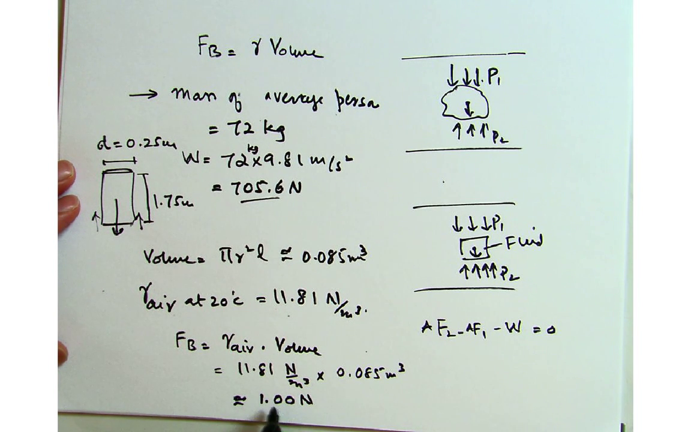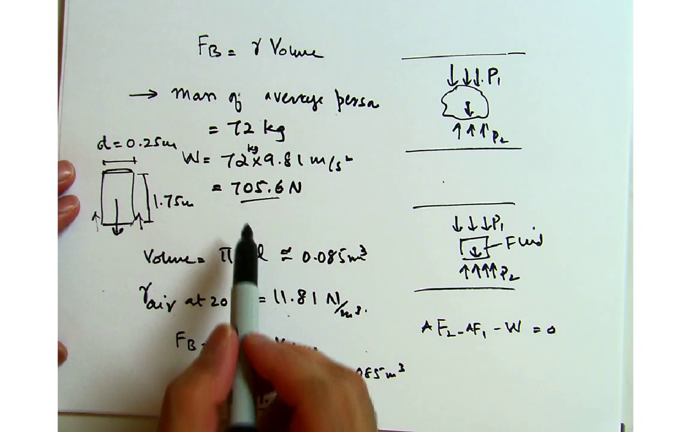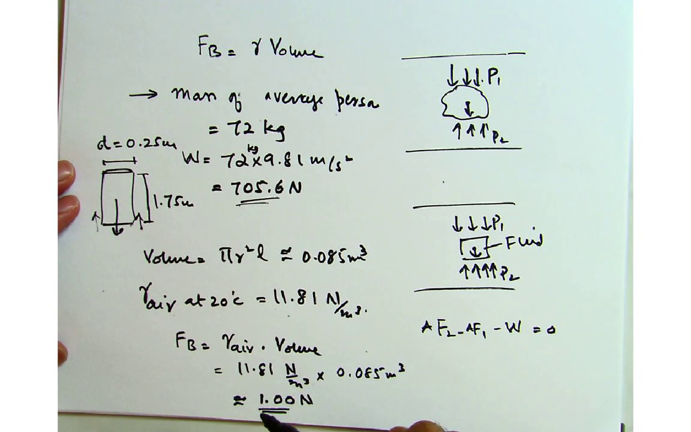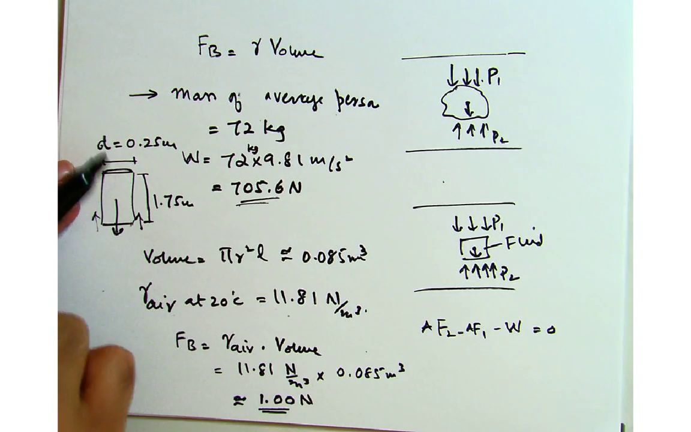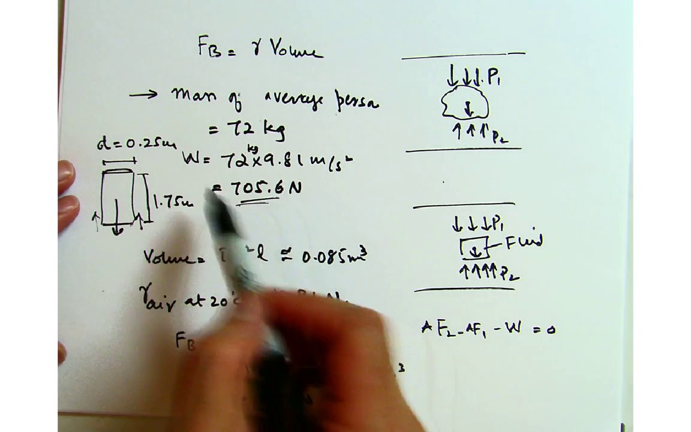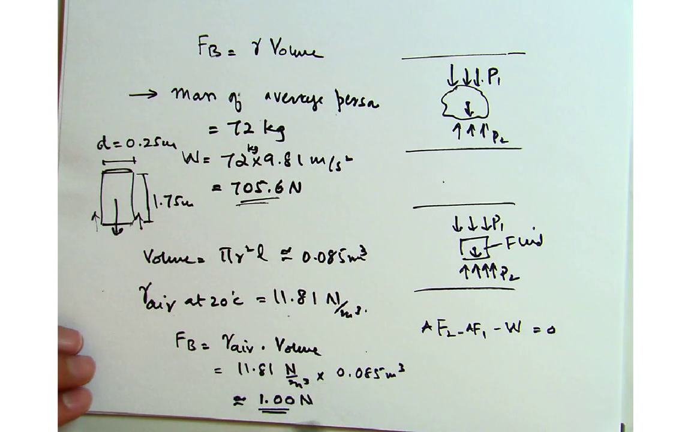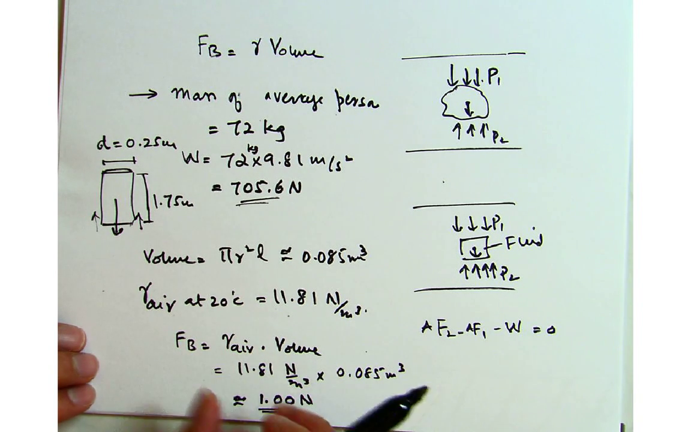So that is the reason. You have a 1 Newton buoyant force compared to 705.6 newtons of the force that this person is exerting on the earth. So that's why we neglect this buoyant force, and we just don't include that.